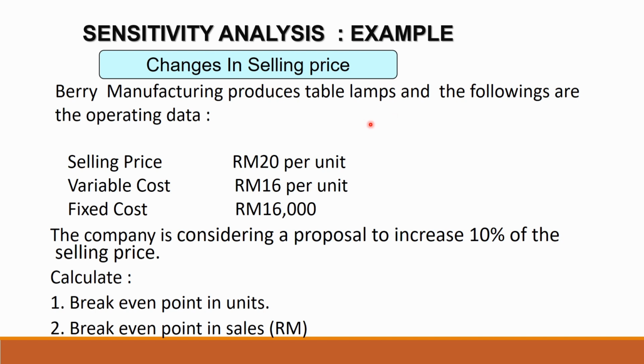Okay, the next is changes in selling price. So we just change the selling price; variable cost and fixed cost remain the same. So the old selling price is RM20 per unit, variable cost RM16 per unit, and fixed cost RM16,000. The company is considering a proposal to increase the selling price by 10%. Calculate the new break-even point in units and the break-even point in sales or RM.